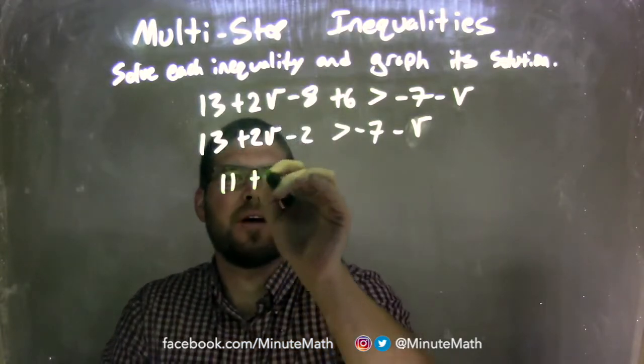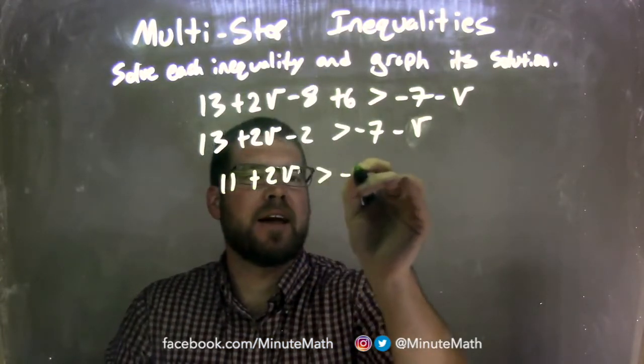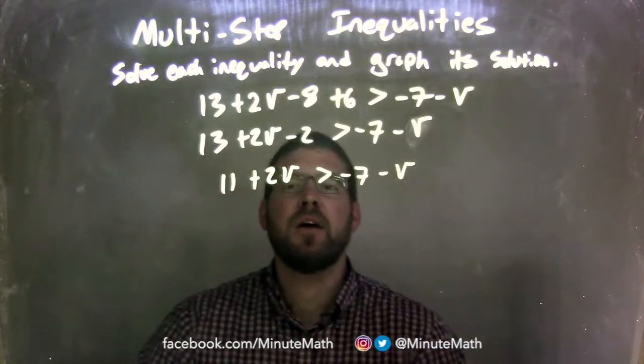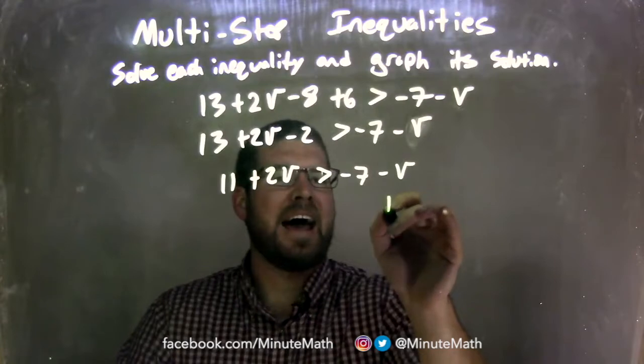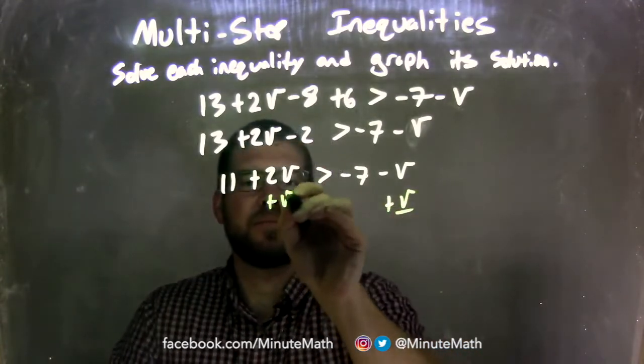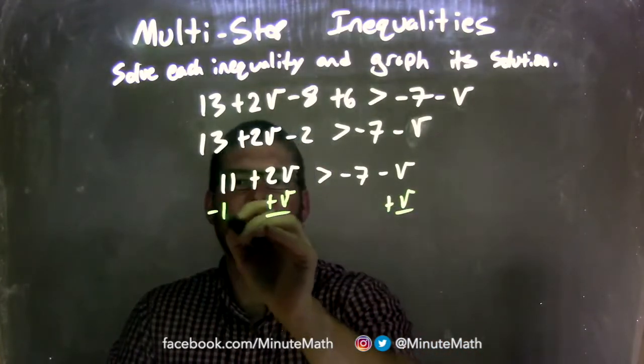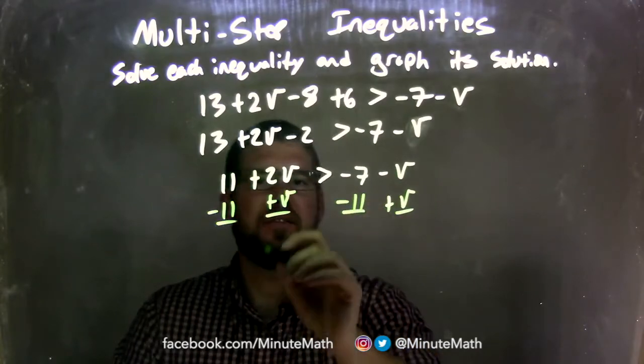So we have 11 plus 2v is greater than -7 minus v. So now I'm going to bring all my v's to the left and my numbers to the right. So I'm going to add a v to both sides. V to both sides. And I'm going to subtract 11 to both sides.